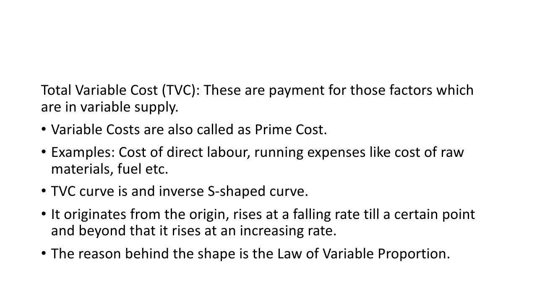When we keep some factors fixed and some factors variable, if we go on increasing the amount of variable factors, at first the total product will increase at an increasing rate. Then after a certain point it will increase at a decreasing rate. It reaches the maximum, then it starts falling. This is the law of variable proportions.